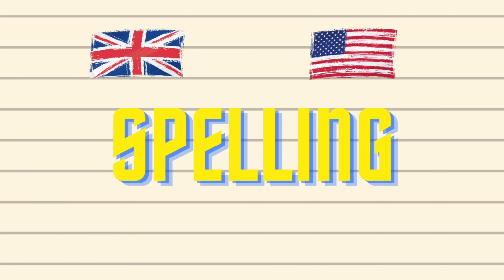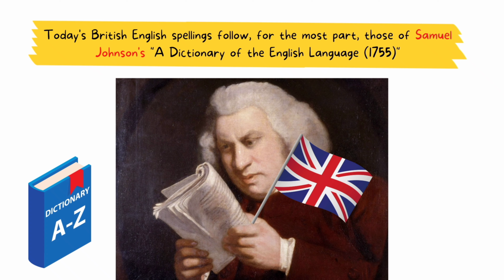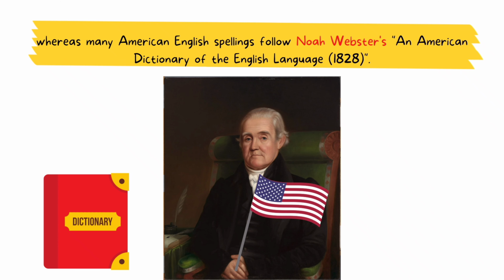Moving on to the last differences, which is spelling. In the early 18th century, English spelling was not standardized. Differences became noticeable after the publishing of influential dictionaries. Today's British English spellings follow for the most part Samuel Johnson's A Dictionary of the English Language, 1755. Whereas many American English spellings follow Noah Webster's An American Dictionary of the English Language, 1828.